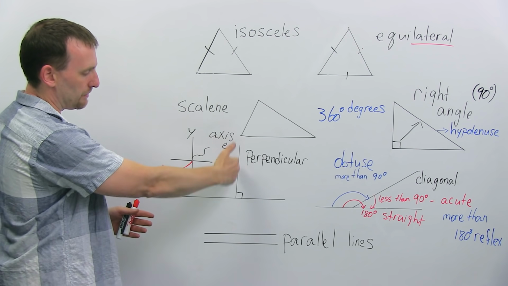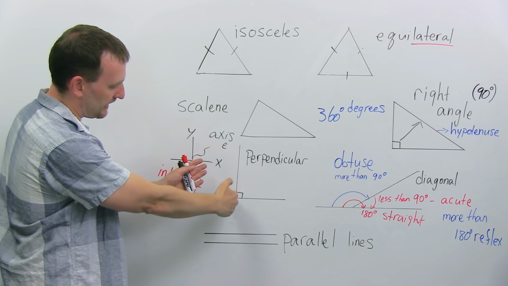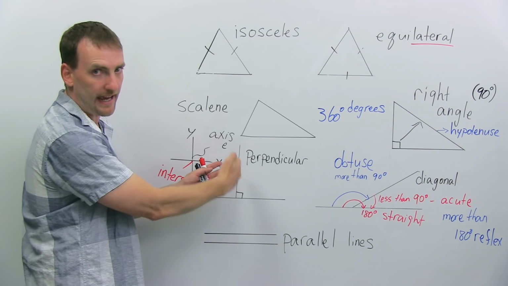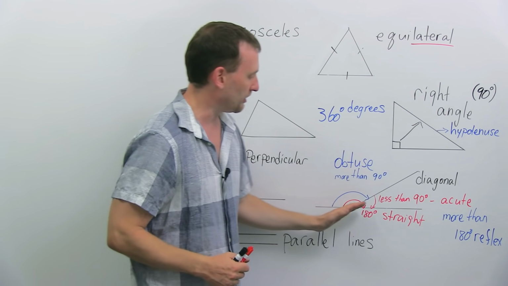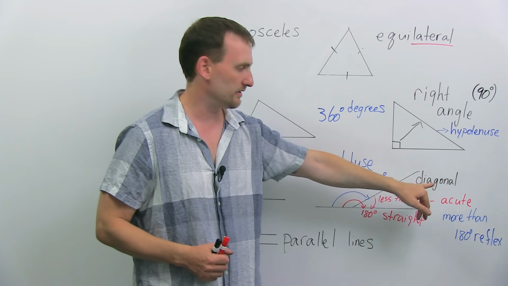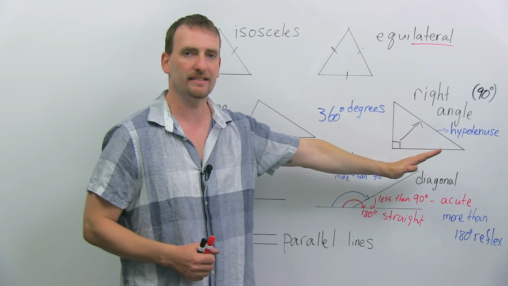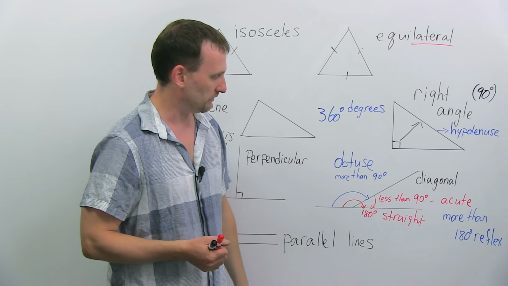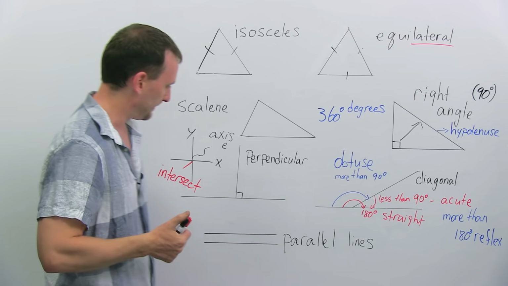Now here we have a perpendicular line. It means straight at 90 degrees or at a right angle to another line. If it's not at a 90-degree angle, then it's on a diagonal. So diagonal is less or more than 90 degrees, depends which way you're looking at it.